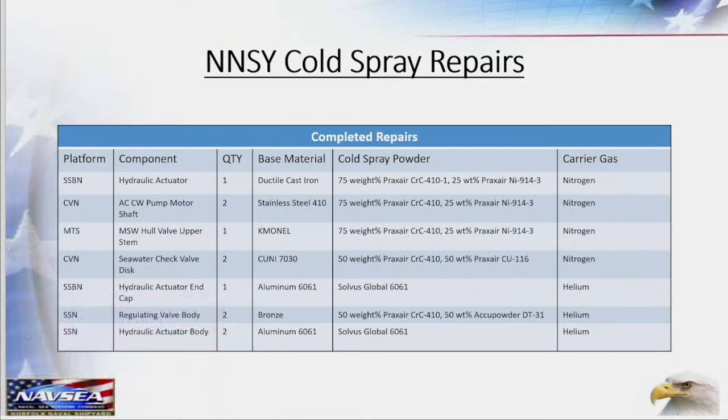So going through some of the cold spray repairs that we've done. As I had mentioned before, we've repaired 11 components, a variety of platforms. So Ohio class submarines, carriers, our moored training ships down in Charleston, fast attack submarines, et cetera. Cast iron, stainless steel, K&L, copper nickel, aluminum, bronze. We've done a variety, both with nitrogen and helium, using a combination of Praxair powder, Solvus powders, et cetera.